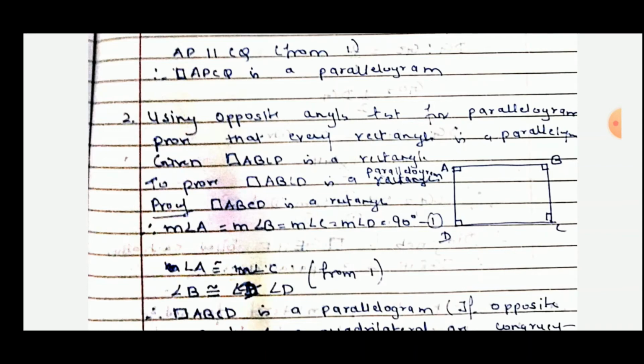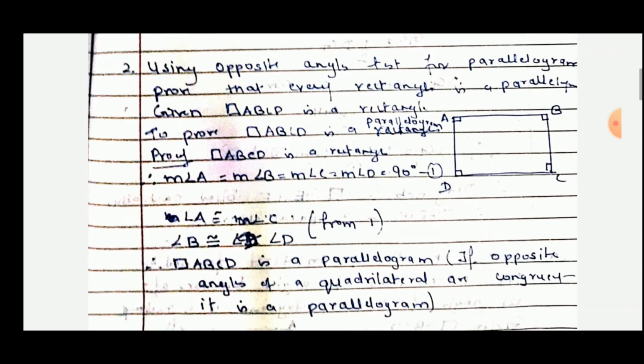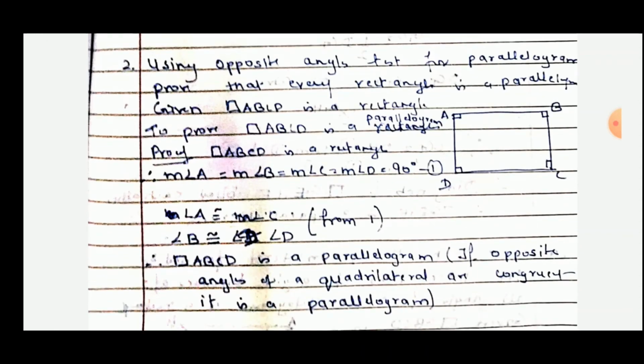Given quadrilateral ABCD is a rectangle, you have to prove quadrilateral ABCD is a parallelogram. Now, the proof: ABCD is a rectangle, therefore, measure of angle A equals measure of angle B equals measure of angle C equals measure of angle D equals 90. Now, angle A is congruent to angle C and angle B is congruent to angle D from equation 1. So therefore quadrilateral ABCD is a parallelogram, if the opposite angles of the quadrilateral are congruent.